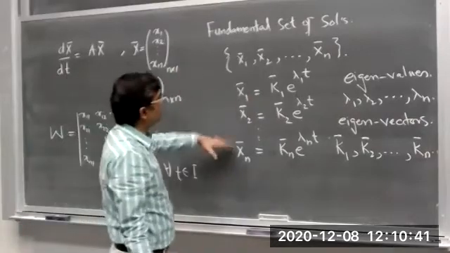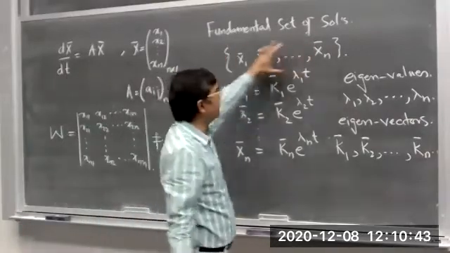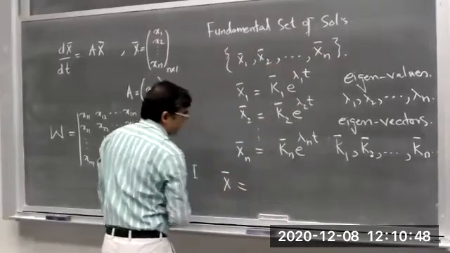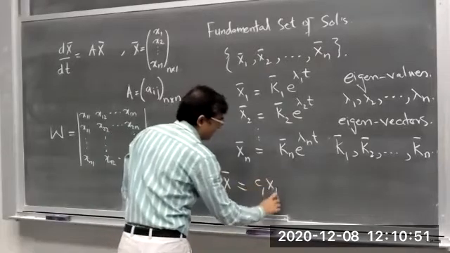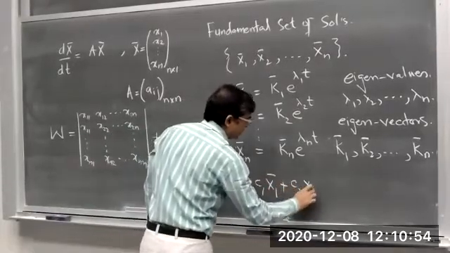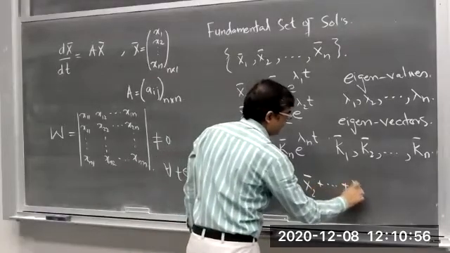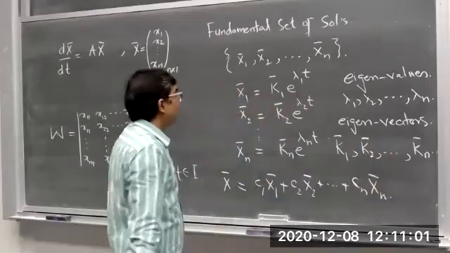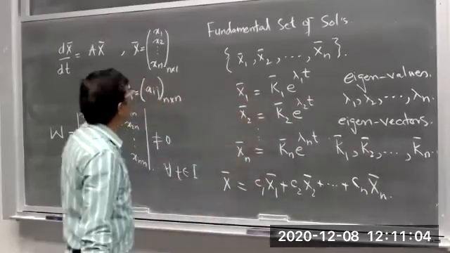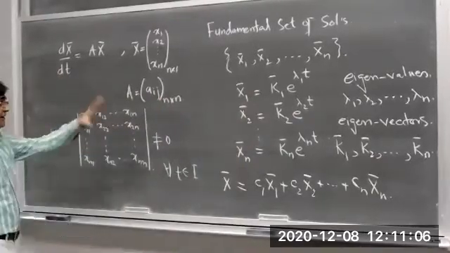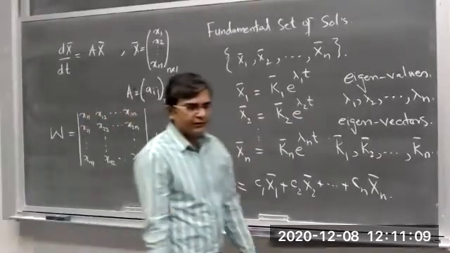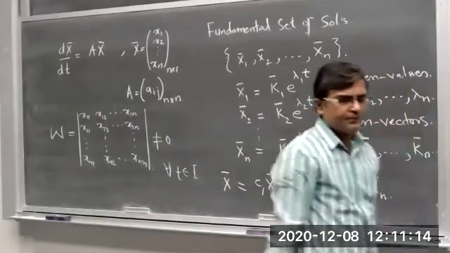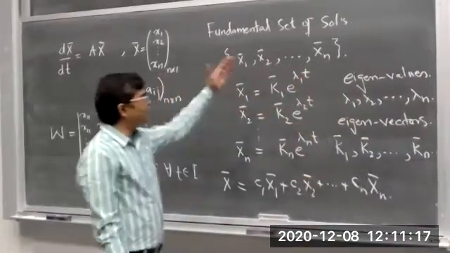If this set is a fundamental set of solutions, then we can write the general solution as x is equal to c1 x1 plus c2 x2 plus and so on plus cn xn. So I hope you got it. This was a short review of the previous lecture. If you have any question, you can ask me. Otherwise, now we are going to discuss how to find these eigenvalues and eigenvectors.